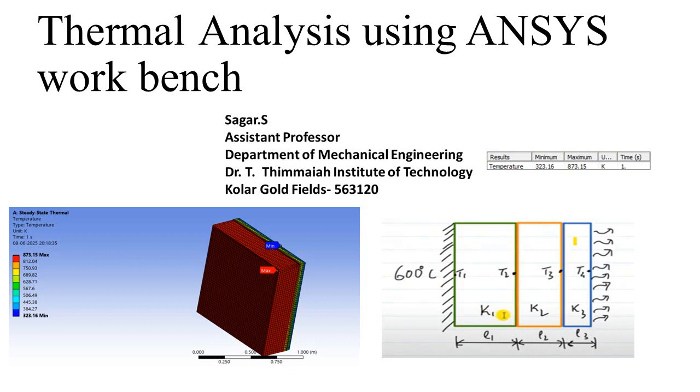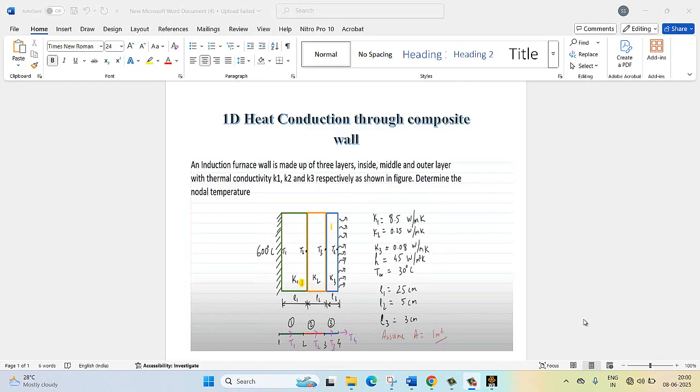One-dimensional heat conduction through a composite wall. An induction furnace wall is made up of three layers, inside, middle, and outer layer, with thermal conductivity K1, K2, and K3 respectively, as shown in the figure. Determine the nodal temperature. Okay, let us analyze this using ANSYS Workbench.